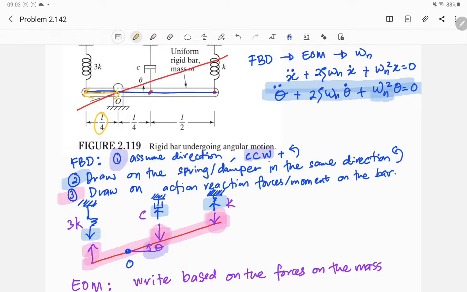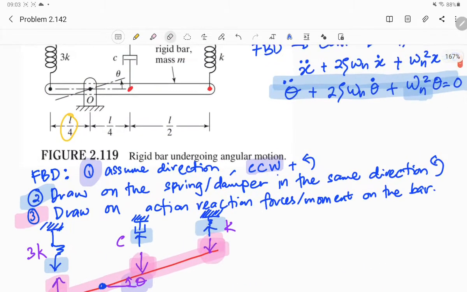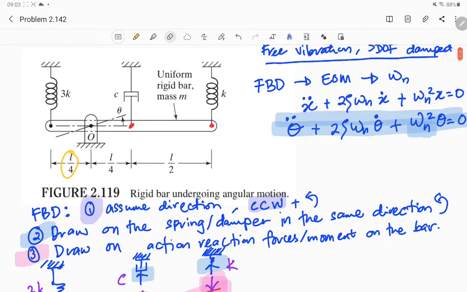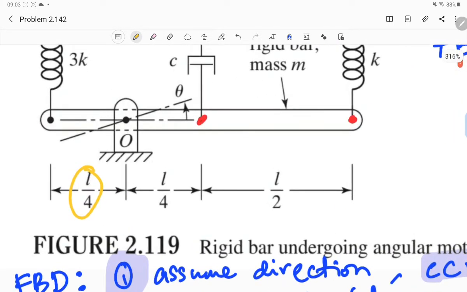These distances form a small triangle, if you can remember. So this moves by theta. Maybe I'll blow it up a little bit. In this case you have this small triangle, and it moves theta. That means this 3k will have a displacement of its own, if I call it x. So the radius here is L over 4.